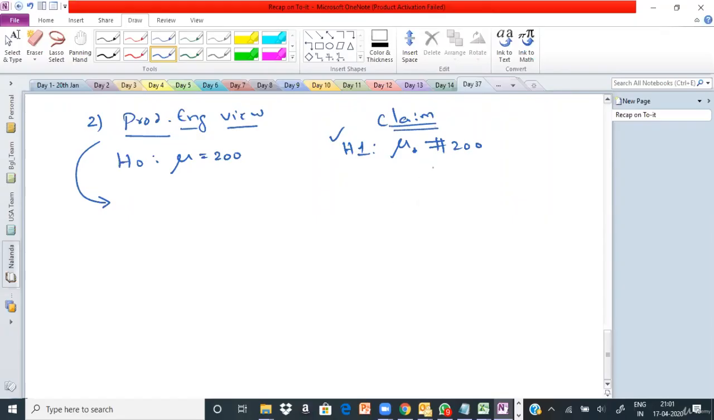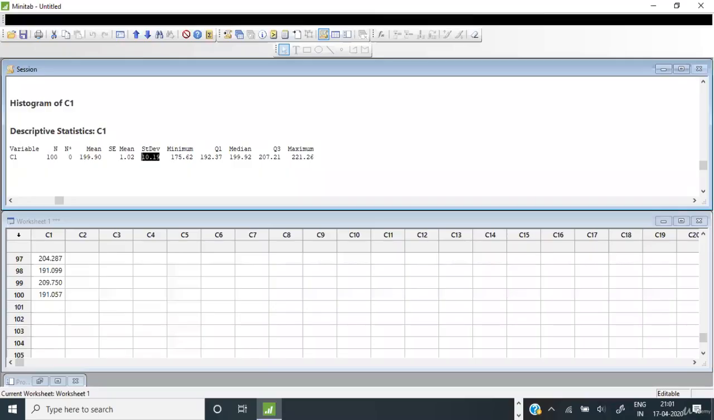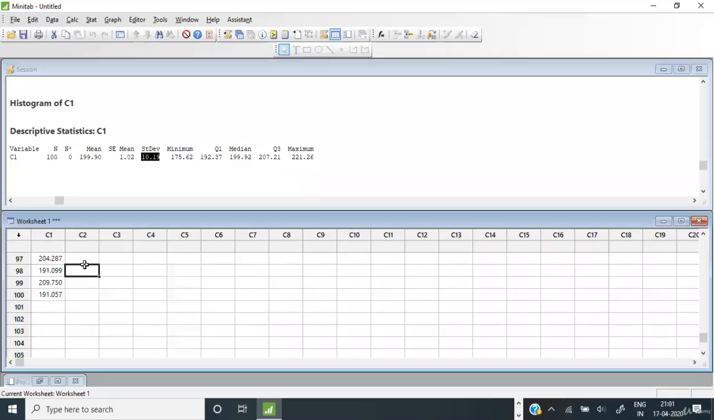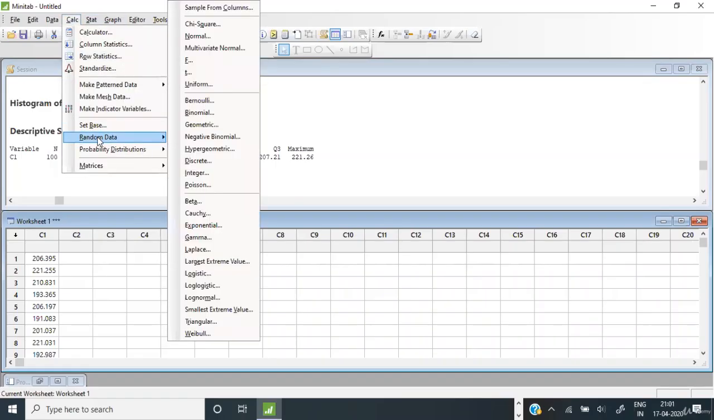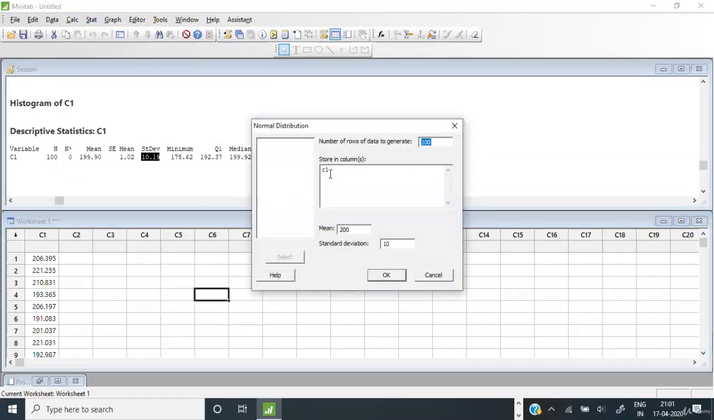When he is trying to claim this, he will obviously produce the data accordingly. He will go and collect the data accordingly. Let us simulate the data once again in Minitab. Okay, I'm going into Minitab. Now I'm generating another data. Go to Calc, random data, normal data, save 100 in C3. When he collects the data, the mean will be somewhere, let's say it might be 190, and the standard deviation could be 10, or maybe let's say 7.